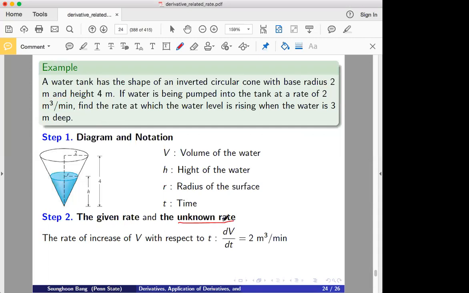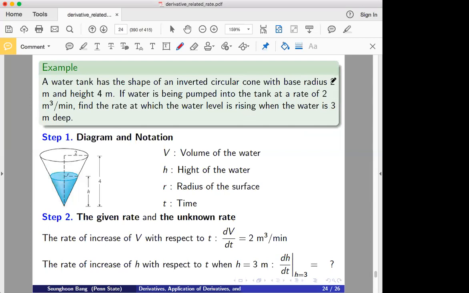What's the unknown rate? Yes, the unknown rate, you need to write dh/dt here. The rate at which the water level is rising, the water level changes. So we have the rate of increase of h with respect to t when h equals 3 meters. dh/dt at h equals 3. So we have this one.